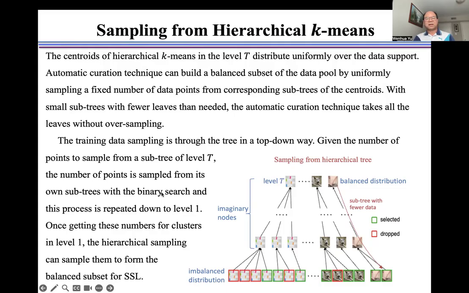The training data is sampled through the tree in a top-down way, as shown here. Given the number of points to sample from a subtree of level t, as shown here, the number of points to sample from its own subtrees is determined with binary search. This process is repeated down to level 1, step by step from here to here. Once getting these numbers for the clusters in level 1, as shown here, the hierarchical sampling can sample them to form the balanced subset for self-supervised learning, with this uniform distribution.